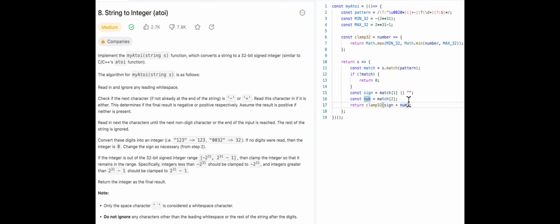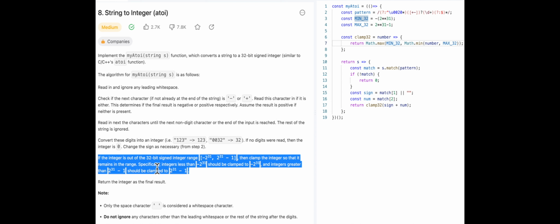And then we clamp the number. And I have a clamp function just for that. The clamp function makes it more readable. It makes this more concise. So now we have a clamp function. Clamp 32 does exactly what it says in this step here in the algorithm description. Clamps it to a 32-bit signed integer, 32 bits on either side of 0. So negative 2 to the power of 31 or 2 to the power of 31 minus 1. And we clamp the number so that it's within that.